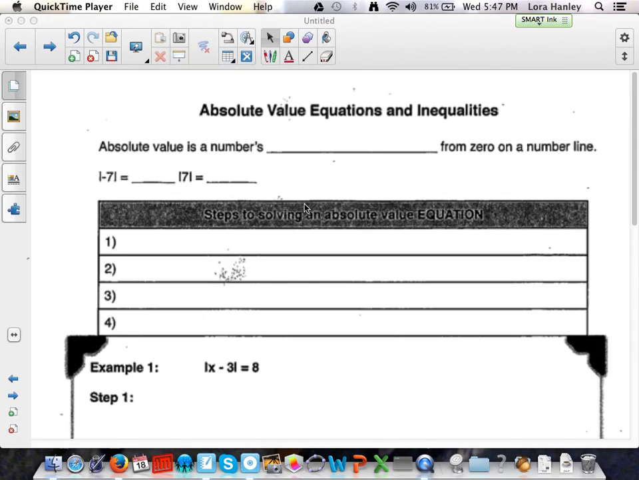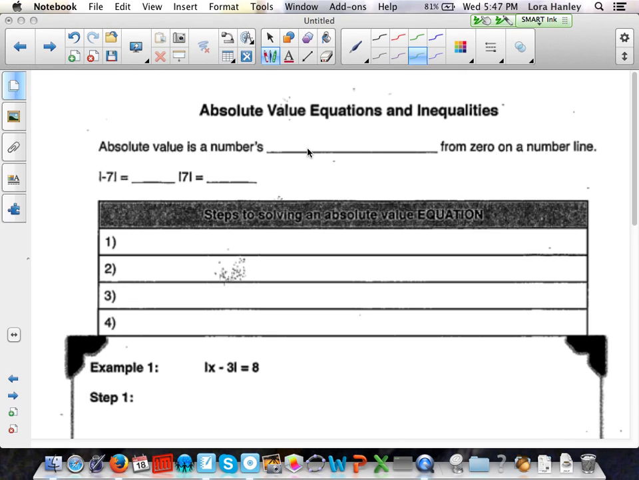Hello, my name is Miss Hanley, and today we're going to talk about absolute value equations and how to solve those. So, absolute value, if you recall, is a number's distance from zero on a number line.